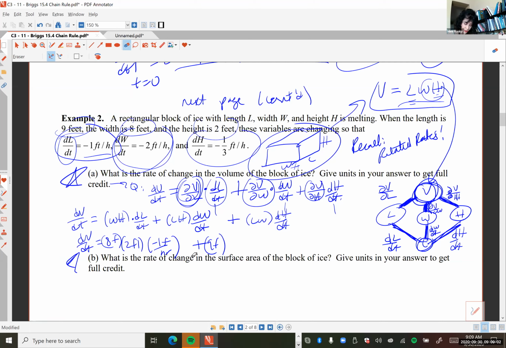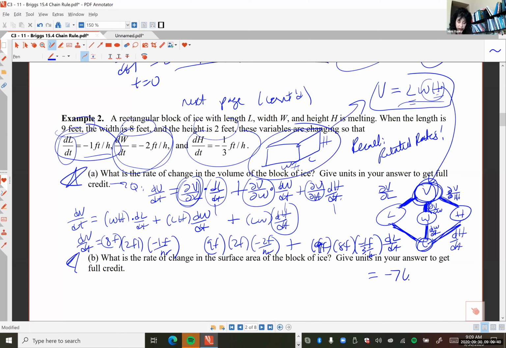Times h, okay, that's 2 feet. And then they gave dW dt, which was, what was dW dt for crying out loud? It was negative 2 feet per hour, plus L times W. So L, I believe, was 9 feet. And then your W was 8 feet. And then you're going to multiply that by dH dt, but that's negative 1/3 feet per hour. And then you whip out your calculator, and after punching all these numbers in, I get negative 76.